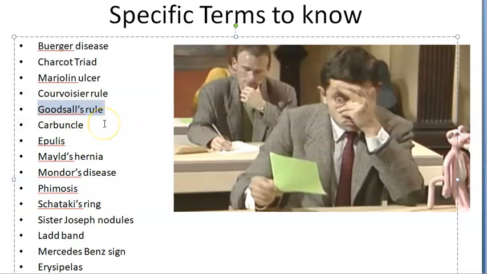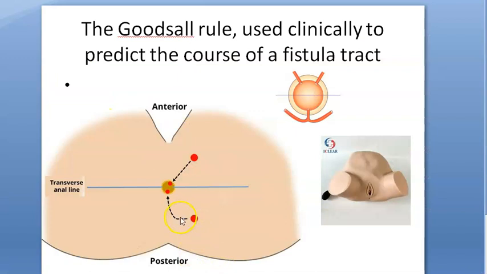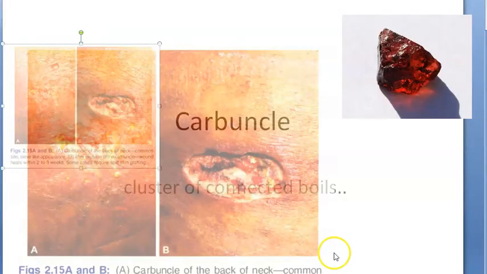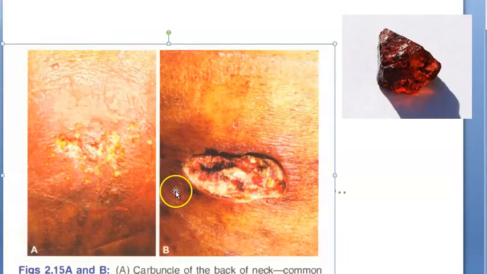Fistula, basically they're telling you, if it is posterior, it will not be going directly. It will go here and there. Okay, that is what they are saying in Goodsall's rule. Then carbuncle means what? In diabetes, those multiple pus-filled clusters of boils. Basically in diabetic people, this will be there. Okay, so this they have treated and they have removed all the pus.